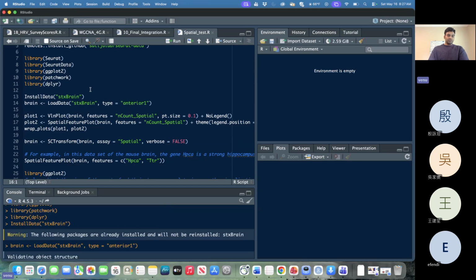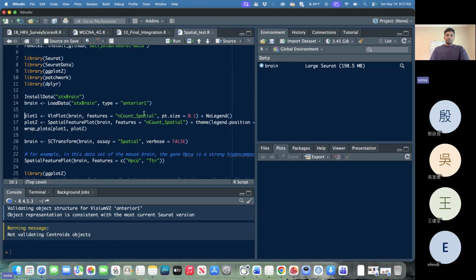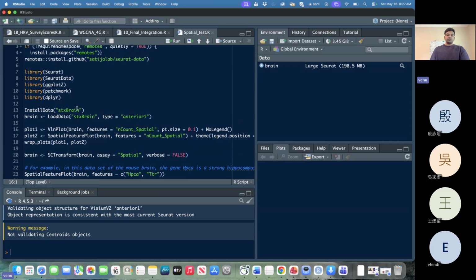Let me read this. Now I took one of the publicly available data sets, the brain region of the mouse. They have anterior and posterior regions of the brain. They collected the brain slide because they want to identify the spatial arrangement of cell types in the brain. So let's see first. I have the data.